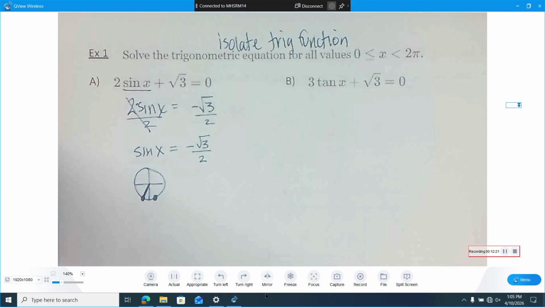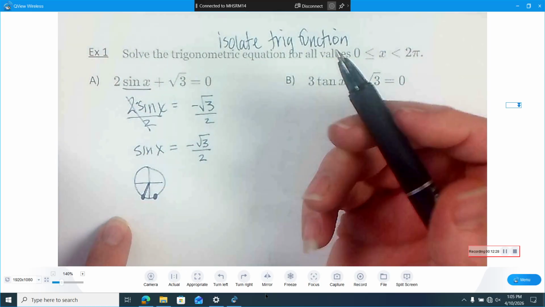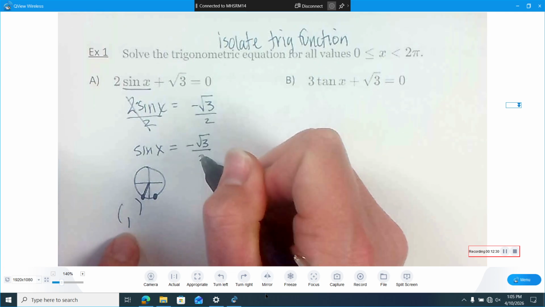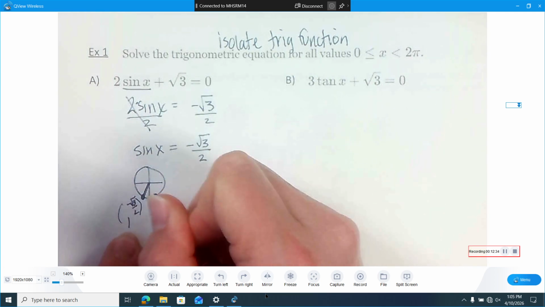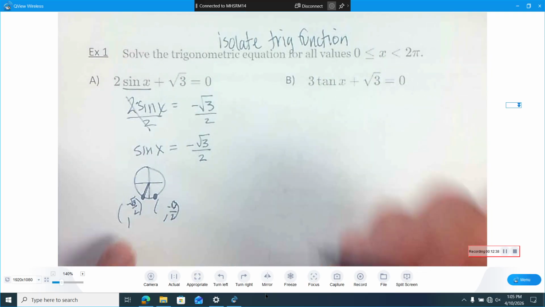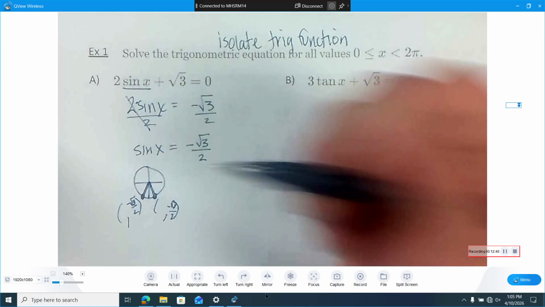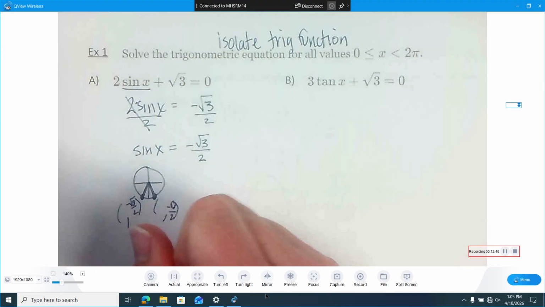Okay, so this is not arc sine. This is on the unit circle. So this right here, what angle has a coordinate of negative radical 3 over 2? And this one also has negative radical 3 over 2. So we have 2 angles that have the y coordinate being negative root 3 over 2. So that is what we're looking for.